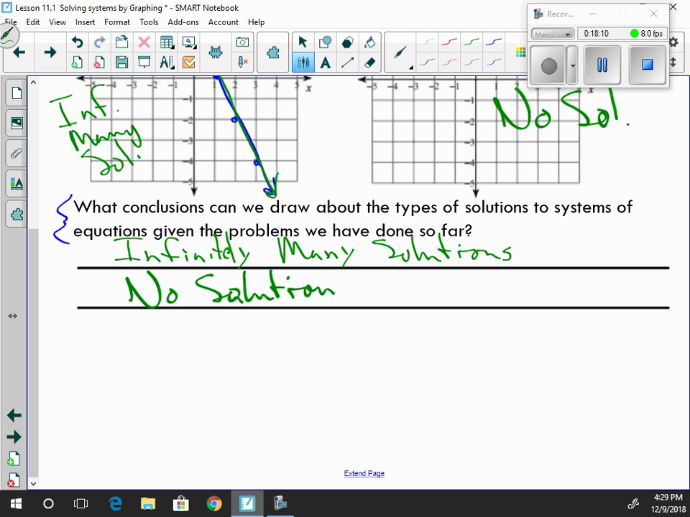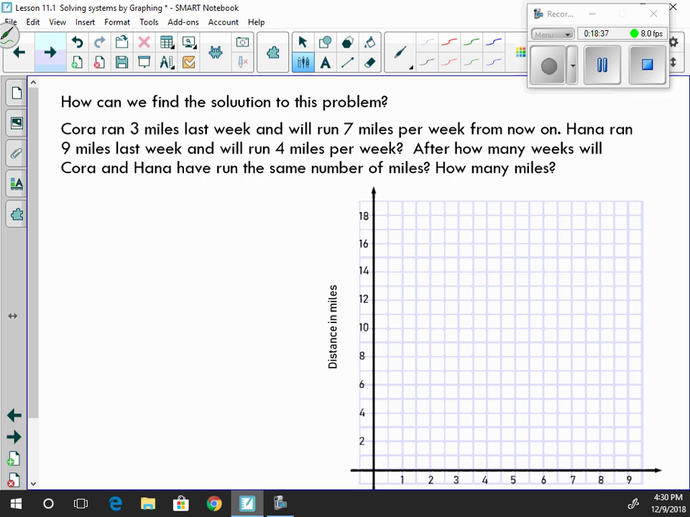So again, let's read this all together. What conclusions can we draw about the types of solutions of system equations given the problems we have done so far? So these two examples gave us examples of infinitely many solutions if they're the same exact line, no solutions if they have the same slope and different y-intercept, but the last solution we can actually get is an x comma y coordinate point if they actually intersect. So there are 3 types, right? 3 types of solutions.